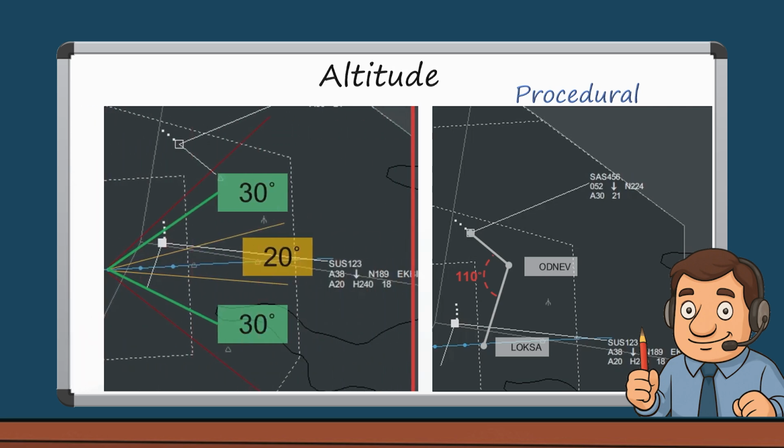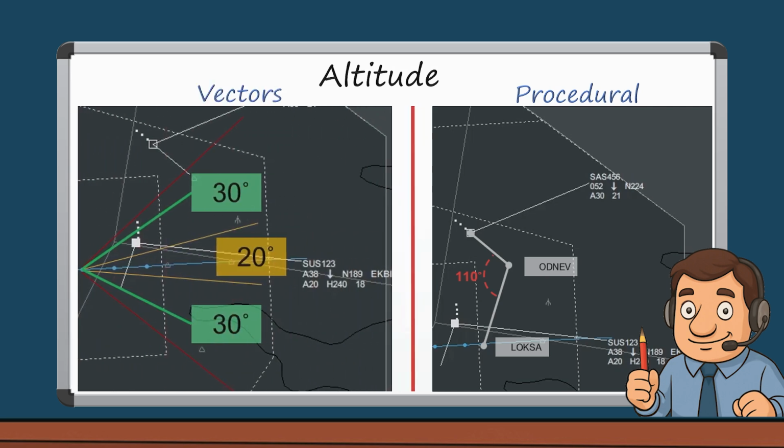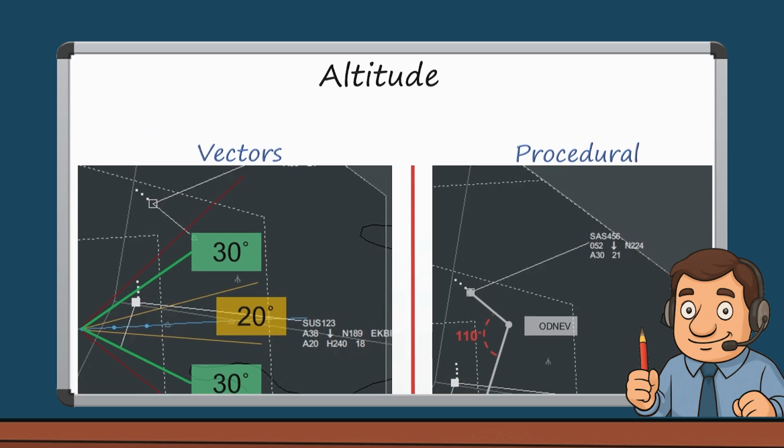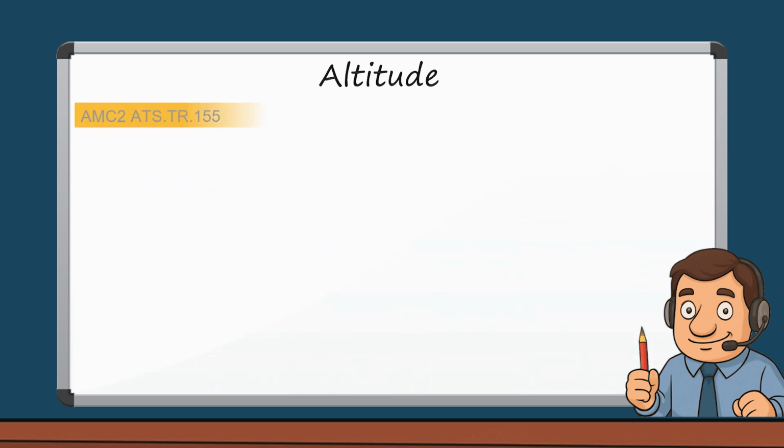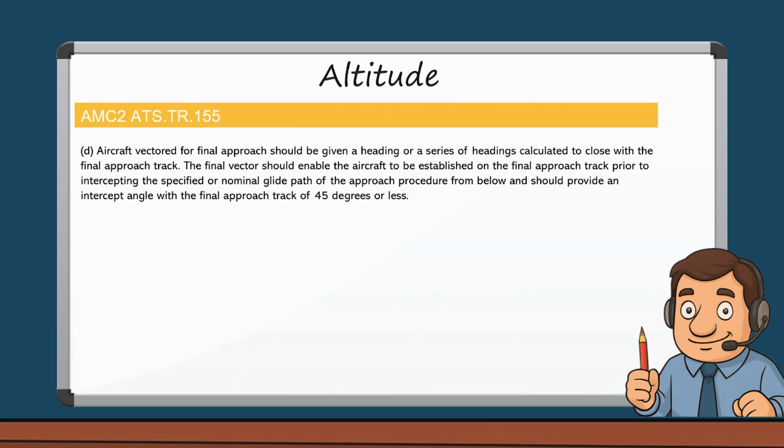With vectors to final, it's a bit more vague, but can be referenced with the same point from AMC2 to Tier 155. Now if you look at point D. Aircraft vectored for final approach should be given a heading or series of headings calculated to close with the final approach track. The final vector should enable the aircraft to be established on the final approach track prior to intercepting the specified or nominal glide path of the approach procedure from below.